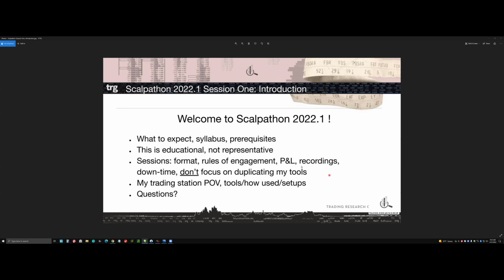We talked about format, rules of engagement, recordings, downtime. Okay. This next point, really important. Don't focus, and I'm going to say this at least 5 times, don't focus on duplicating my tools and getting your computer set up so you can watch what I'm doing on your computer. That is a total waste of time, and you will miss everything, even if you get it working.